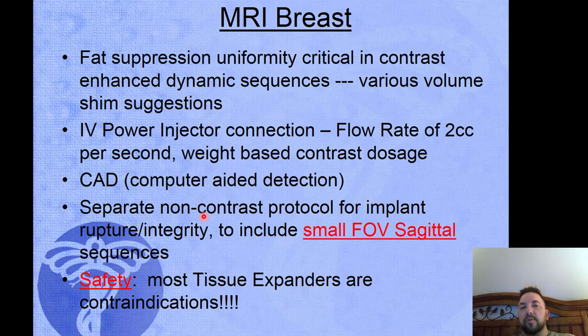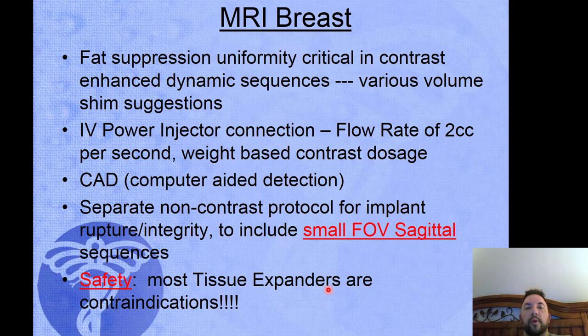Separate non-contrast protocol for implant rupture or integrity. We'll look at the difference between saline and silicone tissue types, especially how they look in MR and what our peaks are going to look like, and we'll talk about that. And that's where we'll utilize small field of view sagittal sequences.